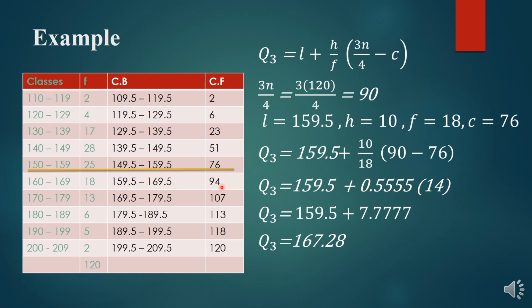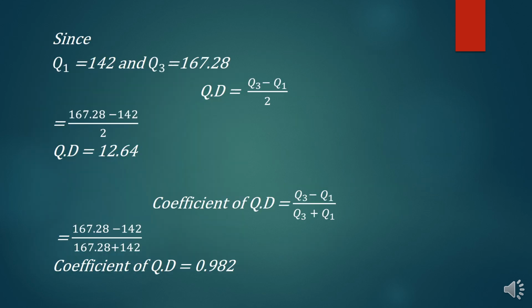From this line we identify our L, which is the lower class boundary. We have 159, then the class interval, and then the frequency of 18 and the cumulative frequency C is 76. Once you find all the values, just put them into the formula and find the third quartile with the help of a calculator.